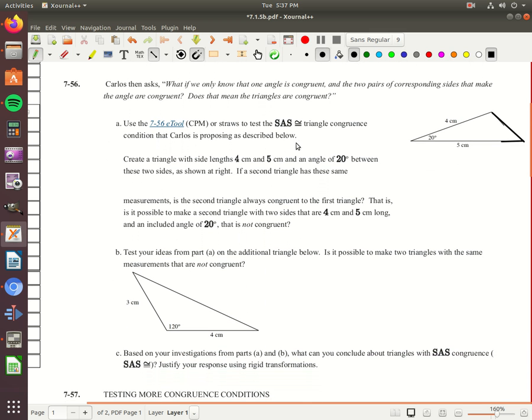Carlos then asks, what if we only know that one angle is congruent and the two pairs of corresponding sides that make the angle are congruent? Does this mean the triangles are congruent? So what about side angle side? Again, side angle side is important to understand that the A connects the S's and that the angle connects the sides. So what it's essentially asking us to say is, what if we took another triangle where we said this was 4, and we said that this was 5.